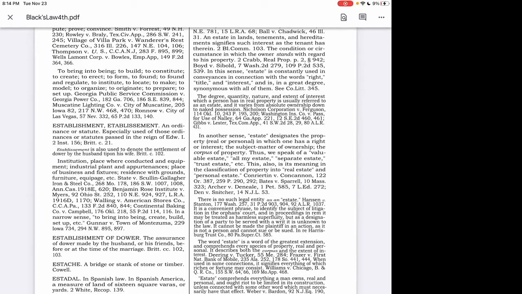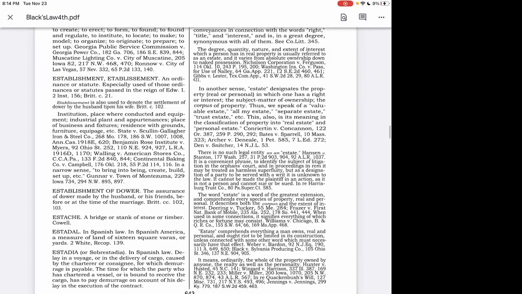In another sense, estate designates the property, real or personal, in which one has a right or interest, the subject matter of ownership, the corpus of property. Thus we speak of valuable estate, all my estate, separate estate, trust estate, etc. This also is its meaning in the classification of property into real estate and personal estate.